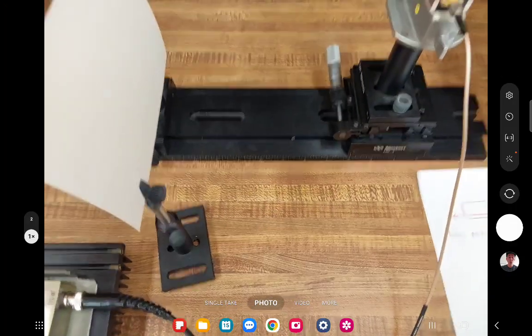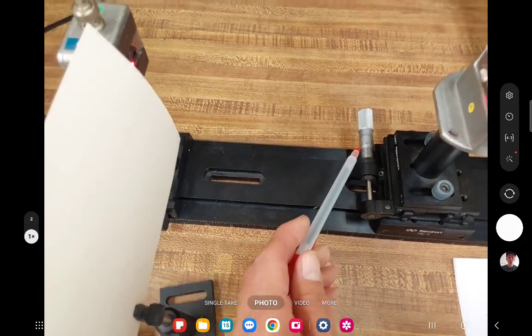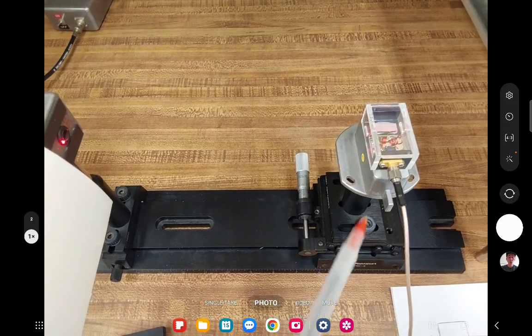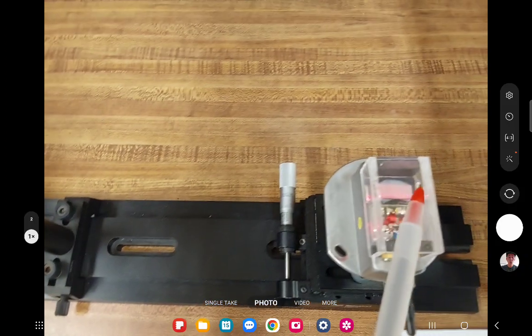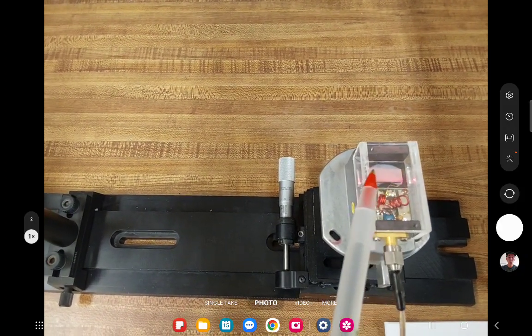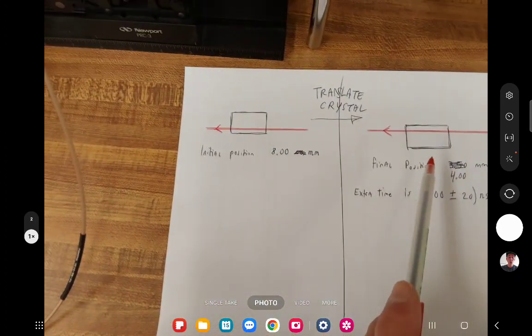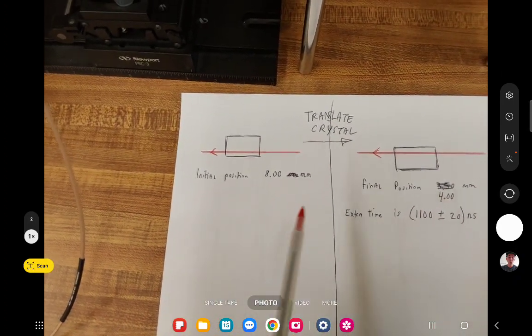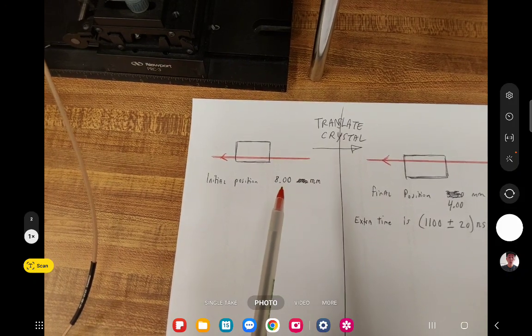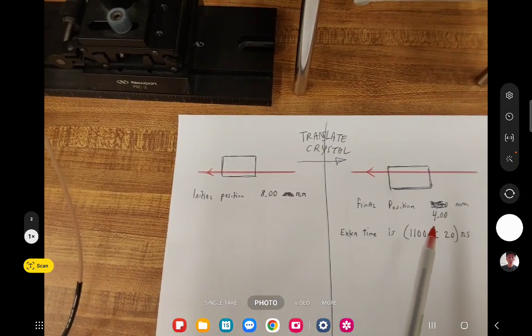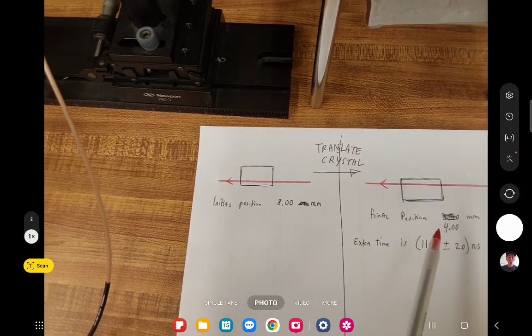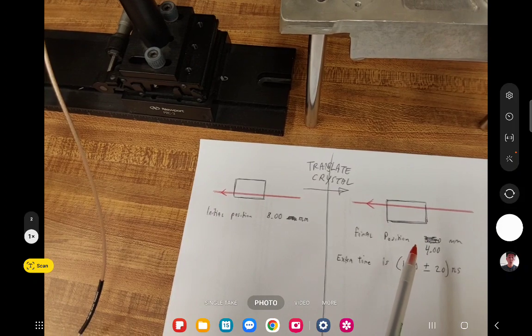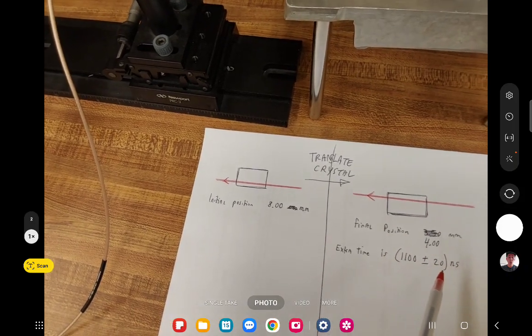And the idea is if we use this micrometer to move the crystal towards you, right, down, then the laser, instead of passing through the near side, will pass further up inside of the crystal, looking more like this picture, right? So I'm going to translate it from 8 millimeters, that's the starting position over there. I'm going to move it over by 4.00 millimeters to a new position of 4.00 millimeters. And then I'll show you how the time gets measured.